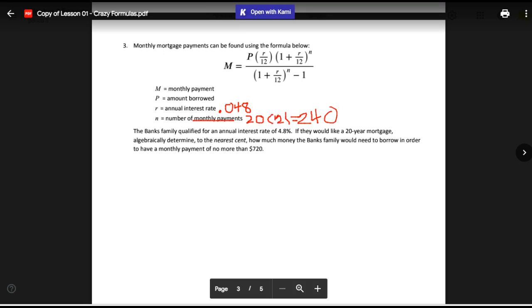And then they want a monthly payment no more than $720. So the thing we're trying to find is the amount borrowed. So I'm going to say 720 equals, P is what I don't know. If you want to call it X because it's your unknown, that's fine. And then we have this over 12. And now I'm just going to substitute everything in.